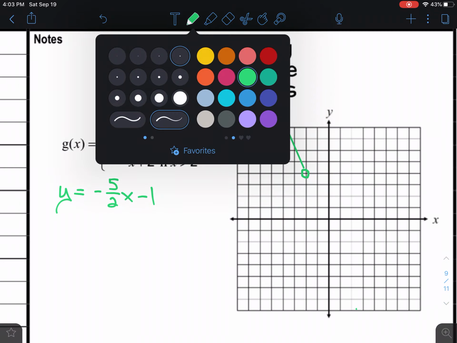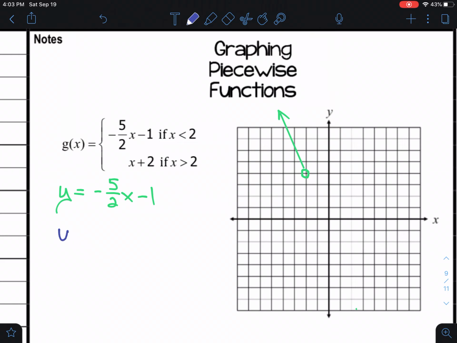Now, my other part is x plus 2. So y-intercept of 2. And my slope here, that's a 1 in front of the x, so it's really 1 over 1. So up 1 over 1. Something like that. And then you can go the other way. I like to do at least a couple the other way.